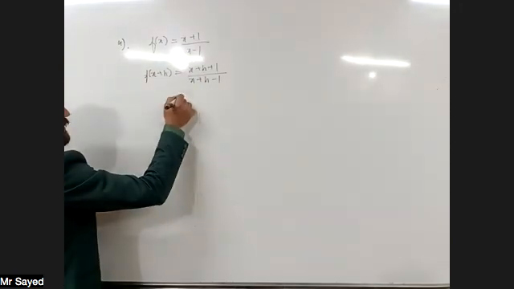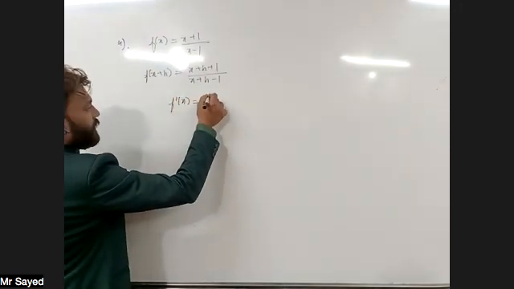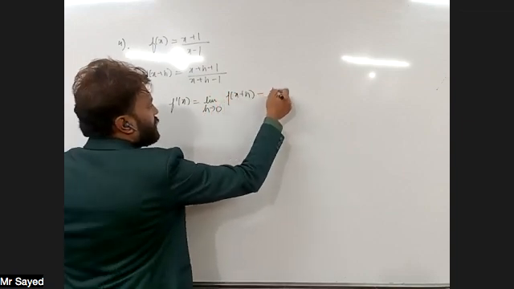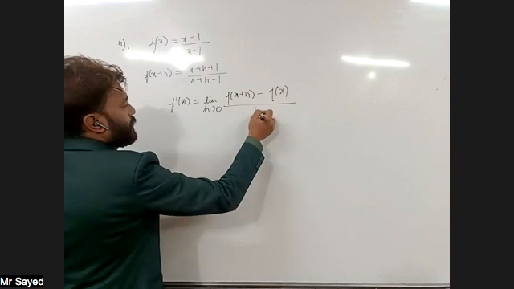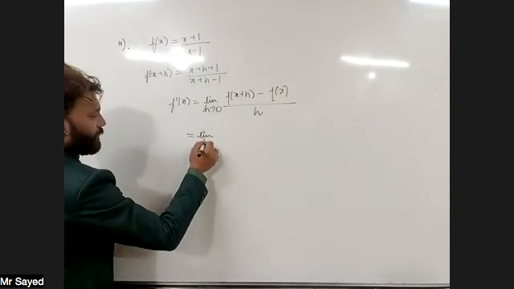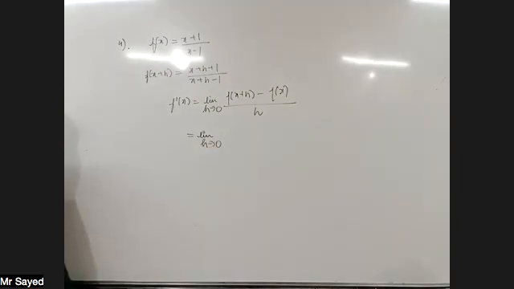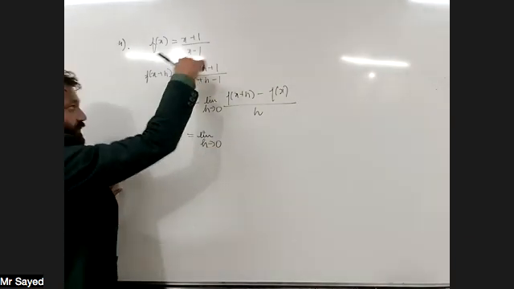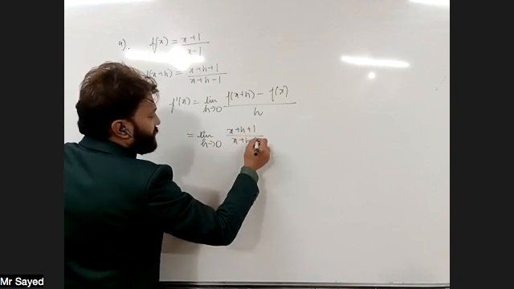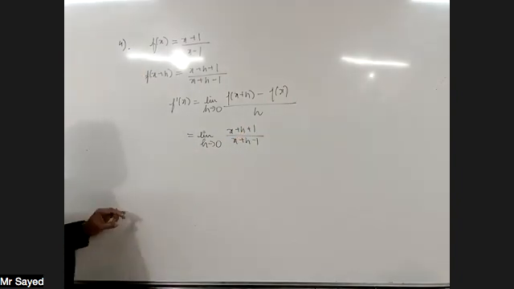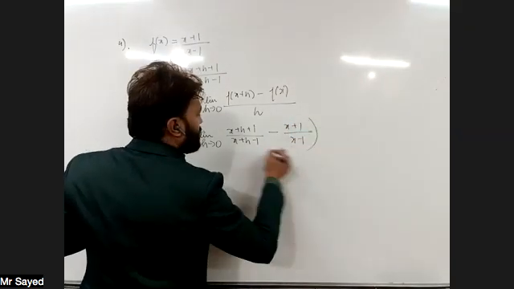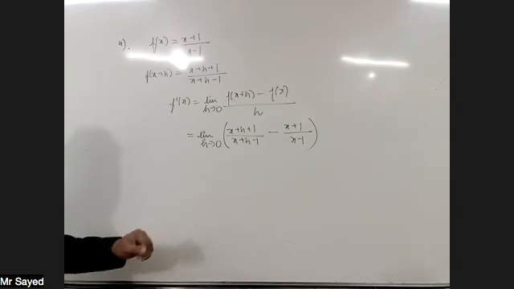That's f dash x is equal to limit h tends to 0, f of x plus h minus f of x, whole over h. Please stop writing and look at the board. Limit h tends to 0. In place of x, f of x plus h, this complete expression, x plus h plus 1 upon x plus h minus 1. Now minus f of x, so minus x plus 1 upon x minus 1, whole upon h.